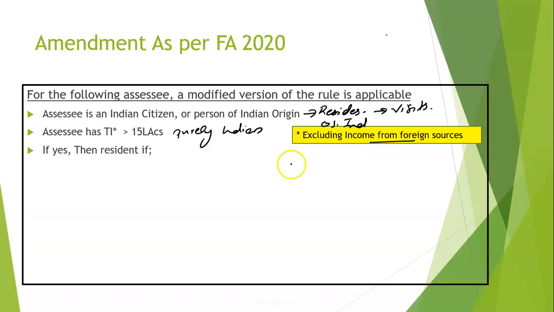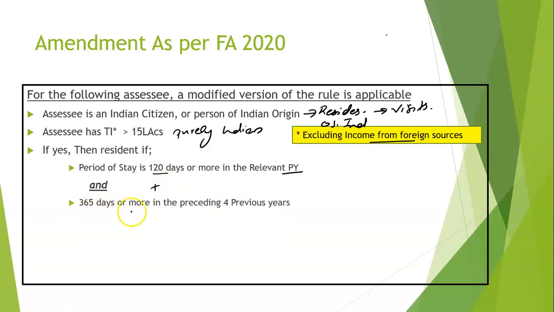In such a case, the assessee shall be a resident if the period of stay of the assessee for the relevant previous year is equal to or more than 120 days, and on top of this the assessee spends 365 days or more in the 4 preceding previous years. So in short, 120 days or more in the relevant previous year plus 365 days or more in the 4 preceding previous years. So this right here is the crux of the amendment.